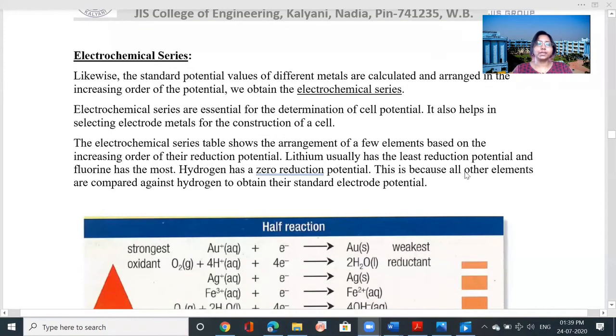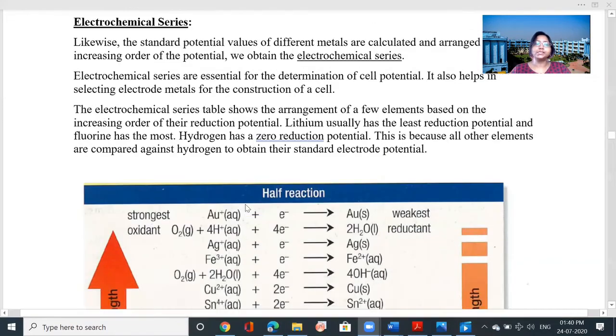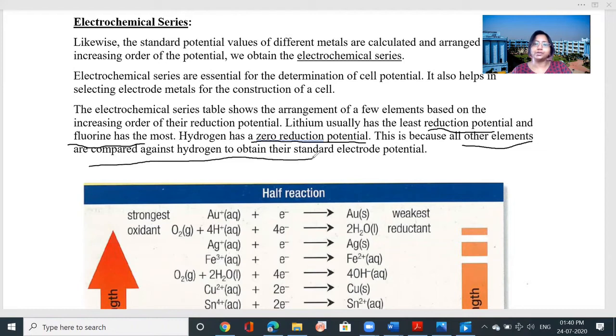Okay, so the electrochemical series table shows the arrangement of a few elements based on the increasing order of their reduction potential. Lithium usually has the least reduction potential, and fluorine has the most. Hydrogen has zero reduction potential. This is because all other elements are compared against hydrogen to obtain their standard electrode potential. So look at the table here.